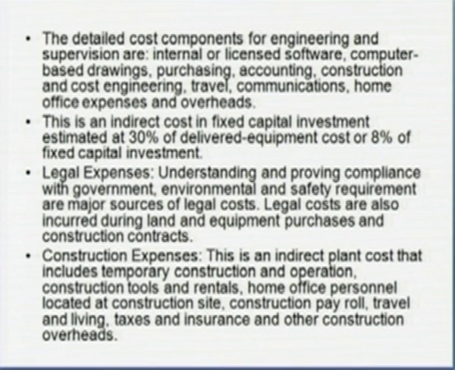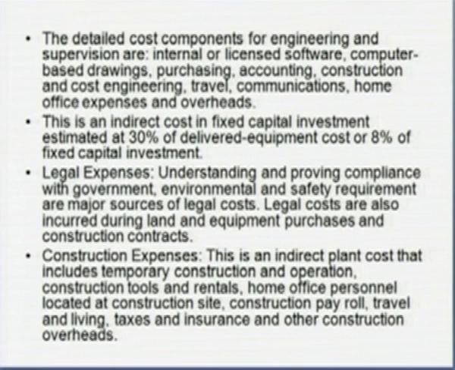Then the legal expenses: understanding and providing compliance with government, environmental and safety requirements. These are the major sources of legal cost. Legal costs are also incurred during land and equipment purchases and the construction contracts. Then construction expenses. This is an indirect plant cost that includes the temporary construction and operation, construction tools and rentals, home office personnel located at the construction site, then construction payroll, travel and living, taxes and insurance and other construction overheads. These things are typically 8 to 10% of fixed capital investment of the plant.